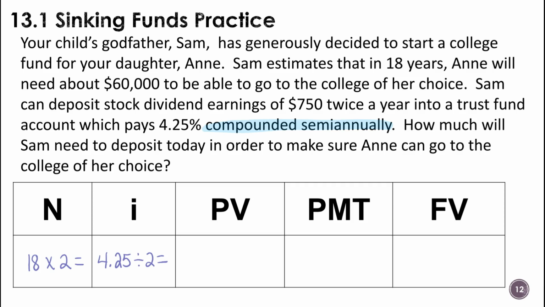Then Sam can make a deposit of $750 twice a year, so that's a payment of $750. Sam is trying to accumulate $60,000 to pay for college, right? So that would be Anne's college fund basically. We are computing the present value, how much money needs to be deposited today to make this happen.